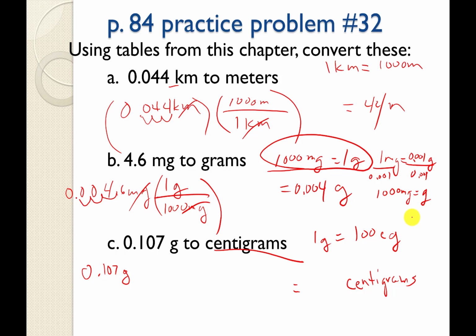All right, now let's see if this works. Okay, so do we want the 1 gram on the top or the bottom? Okay, we want to cancel, so we definitely want it on the bottom. And on the top, we're going to put 100 CG, cancel, cancel, and then we get our answer, oh, times 100. That's going to move the decimal place twice to the right. That means it's going to be 10.7. I'm sorry, just 10.7. We've already got the units there, centigrams, or CG. 10.7 is our answer.